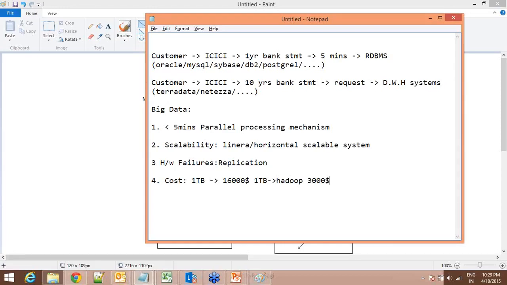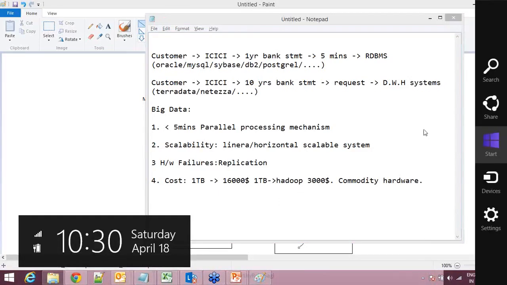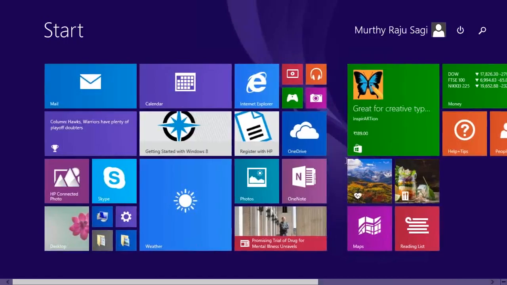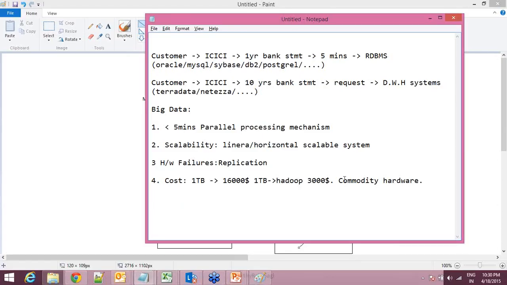So the reason why Hadoop is so cheap in terms of cost is because the Hadoop architecture itself is designed mainly to run on commodity hardware. Commodity hardware means cheap hardware. There is no limitation saying that Hadoop needs this hardware or that hardware configuration. Hadoop can run on any kind of hardware models and hardware configurations.